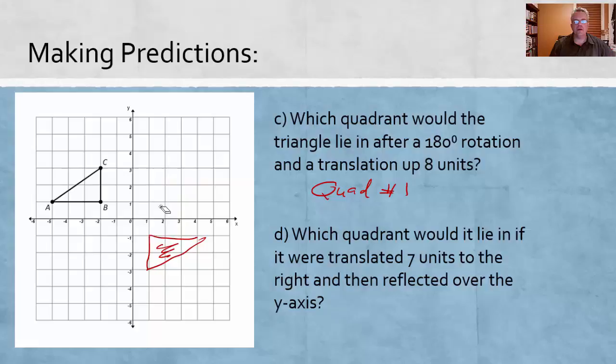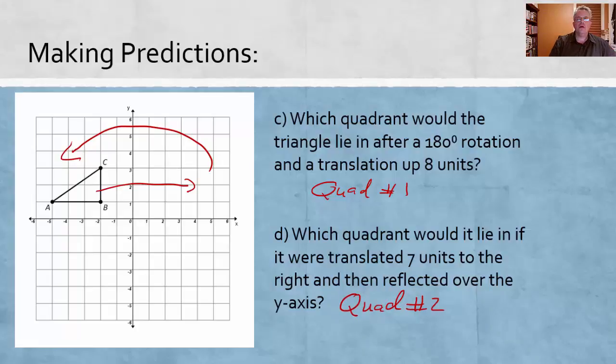Okay, last prediction. So let me clear the board here. And let me take a look here. Which quadrant would it lie in if it were translated 7 units to the right and then reflected over the y-axis? Okay, 7 units to the right. We'll put it way over here in quadrant 1 someplace. All right, and then if we reflected it over the y-axis, it would put it back in quadrant 2. Okay, so it seems very similar to our first two examples, but that's okay. So quadrant number 2. All right, so step by step, think where it would go after the first transformation, where would it end up after the second one?